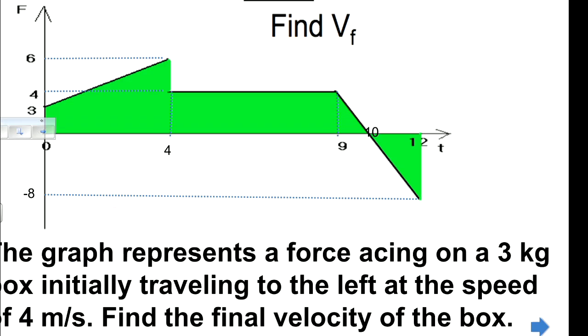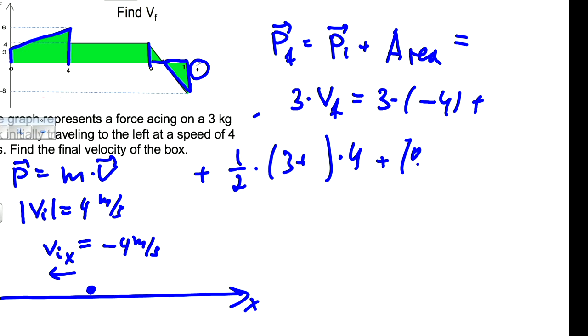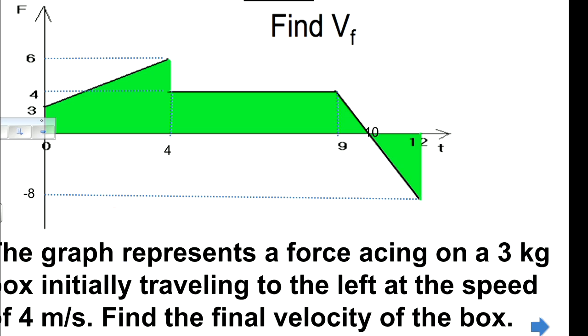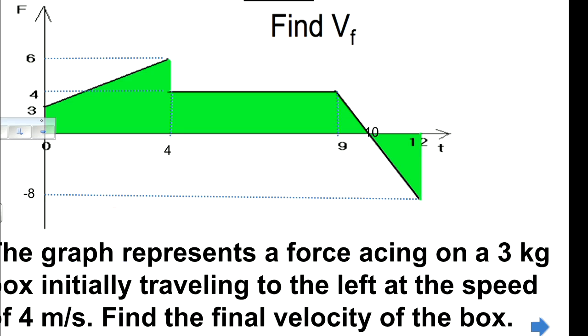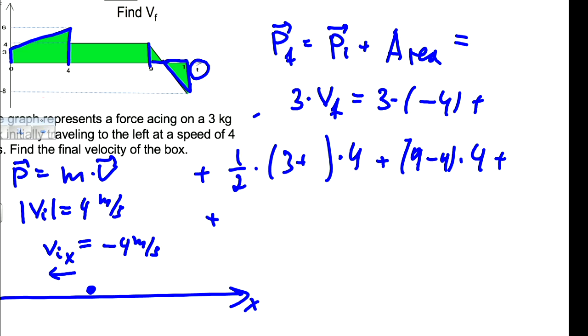Next area comes from 4 to 9. So rectangle: 9 minus 4 times 4 height. Plus first little triangle, so the base is 10 minus 9, the height is 4. 10 minus 9 times 4, and that's over 2.